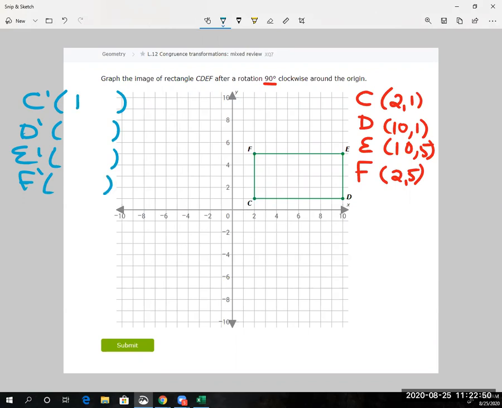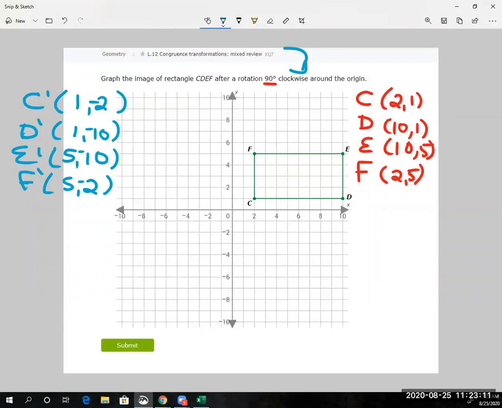Okay, so instead of 2, 1, I'll have 1, 2. Instead of 10, 1, I'll have 1, 10. Instead of 10, 5, I'll have 5, 10. Instead of 2, 5, I'll have 5, 2. So now I'm changing the sign on the right because it's going clockwise. So this will be negative, this will be negative, this will be negative, this will be negative.